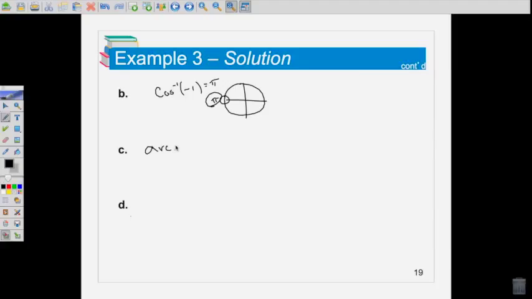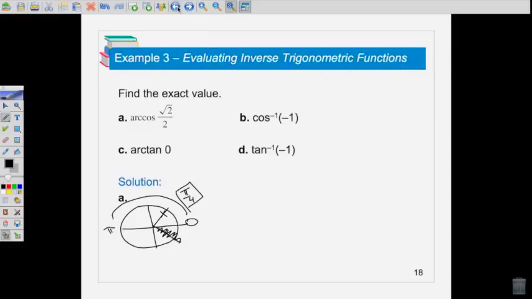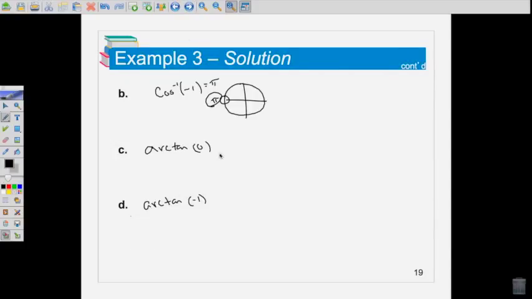Let's look at some tangent stuff. Arctan of 0, I believe, was that one, and arctangent of -1. Let's just double check that. Yep. Cool. So arctangent of 0. What angle gives me a tangent value of 0?